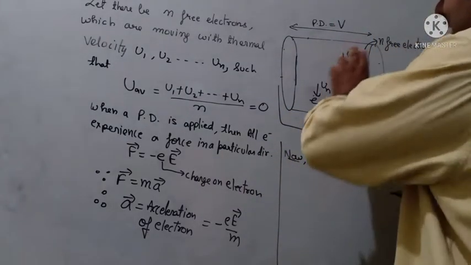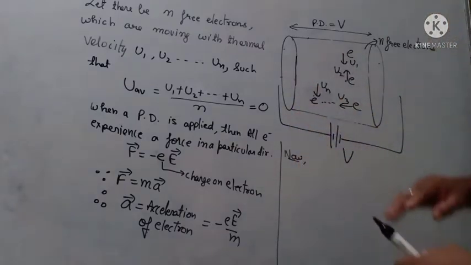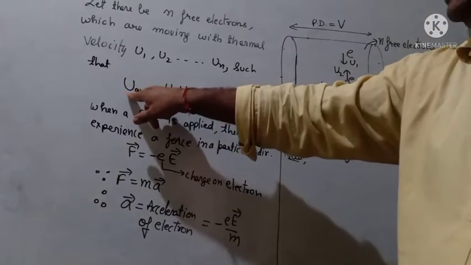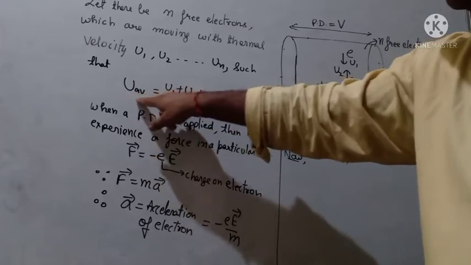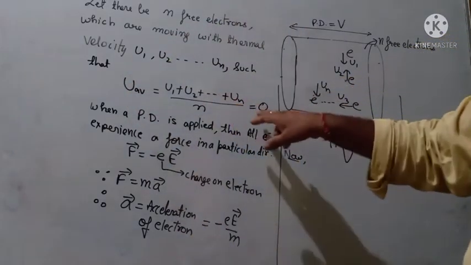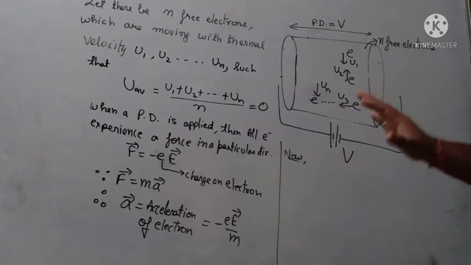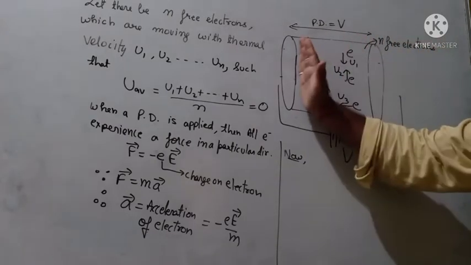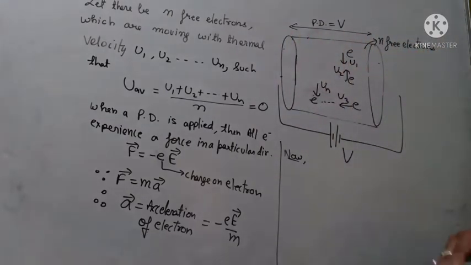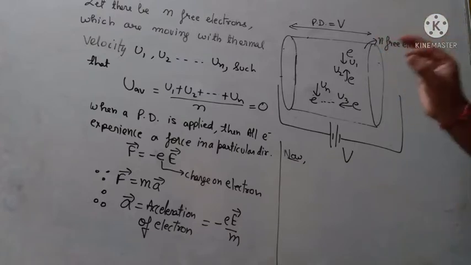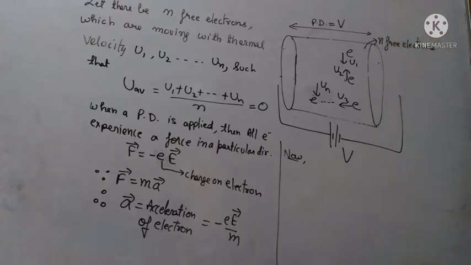What does this mean, that they have no net flow of electrons? It means that their average thermal velocity must be 0. What does this mean? Ten go this side, then ten go that side, ten upside, then ten downside, so that there may be no net flow of electrons in a particular direction. There must not be any flow of electrons in a particular direction.